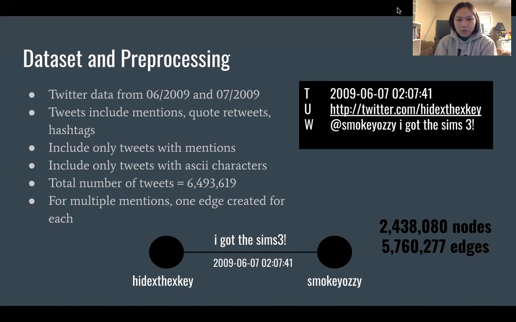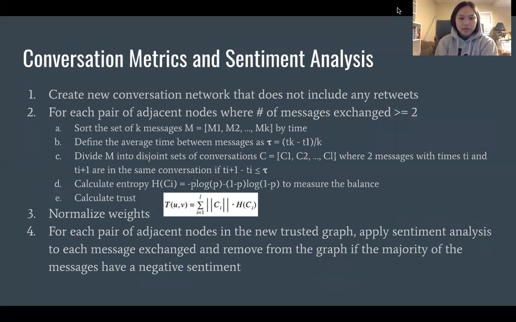So each user is a node, and there is an undirected edge between the nodes if a tweet was exchanged between them. The edge contains the content of the tweet and the time of the tweet. This graph has 2,438,080 nodes and 5,760,277 edges. The first method uses the conversation metrics algorithm that was described earlier, and also sentiment analysis.